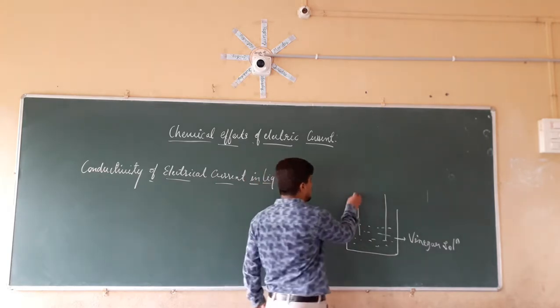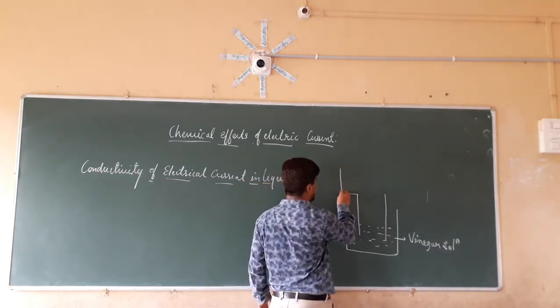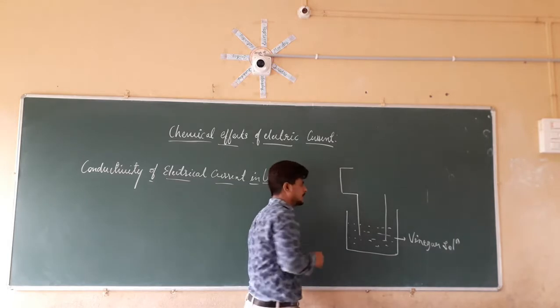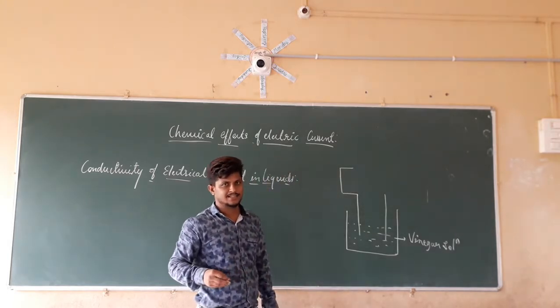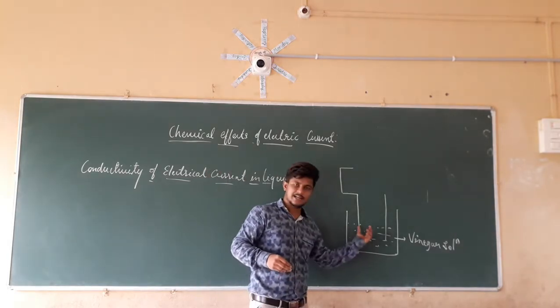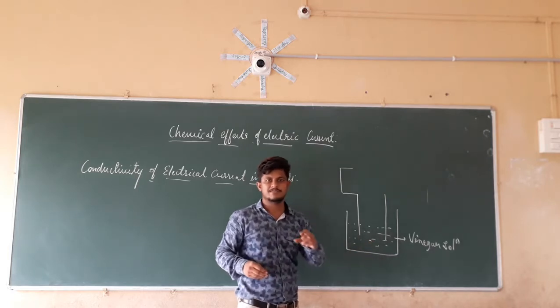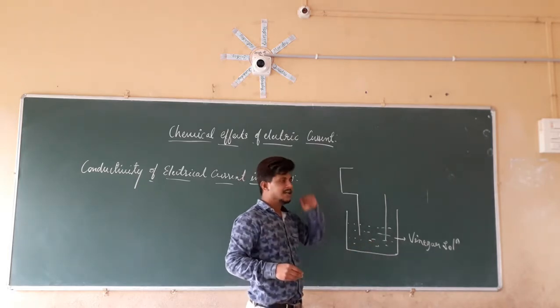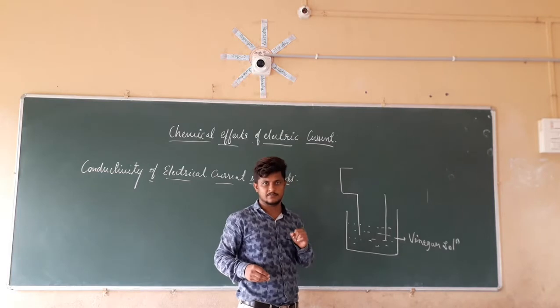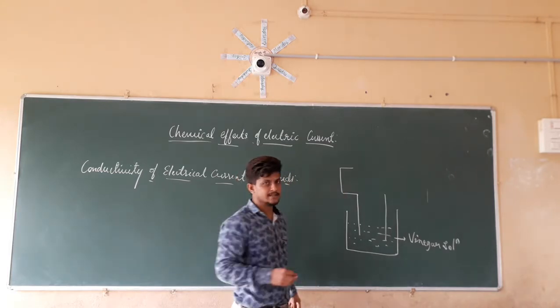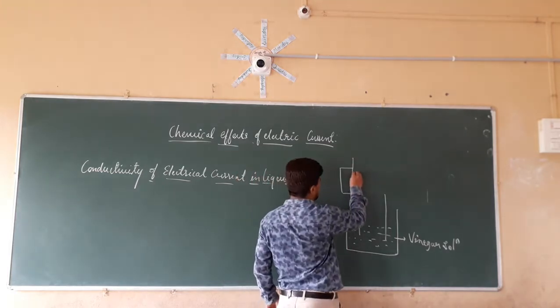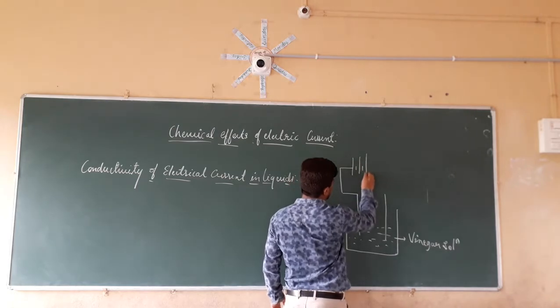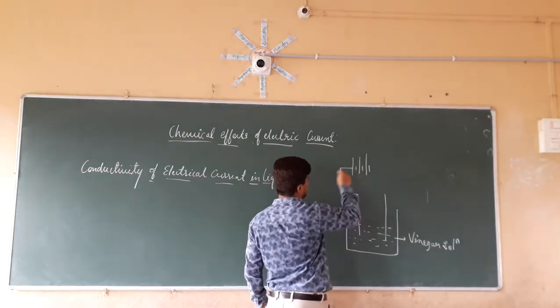Both wires are going to be connected to a source of energy. If you want to check the conductivity of electricity, we should have some cells, or we can attach directly to the electricity supply. So I am going to take some cells. I am going to take a battery here and connect it to the battery.